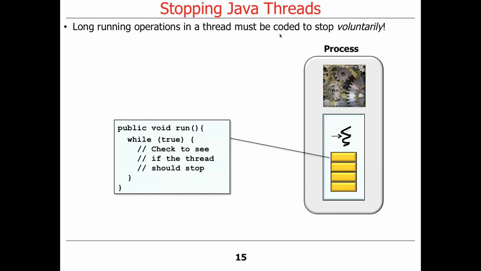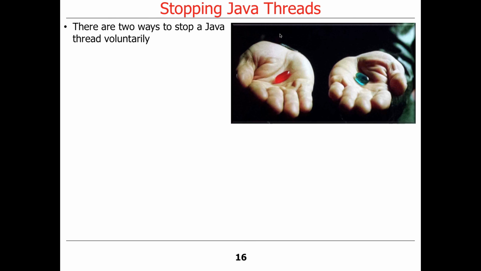So instead, you have to set your programs up so that long-running computations or long-running operations that take place in a thread are prepared to stop voluntarily. And we'll see there's a bunch of different ways to do that, but here's one example. So you have a run method, and you have some kind of check. While we haven't been shut down, check to see if the thread should stop, and if it should stop, stop it. And you have to voluntarily do that.